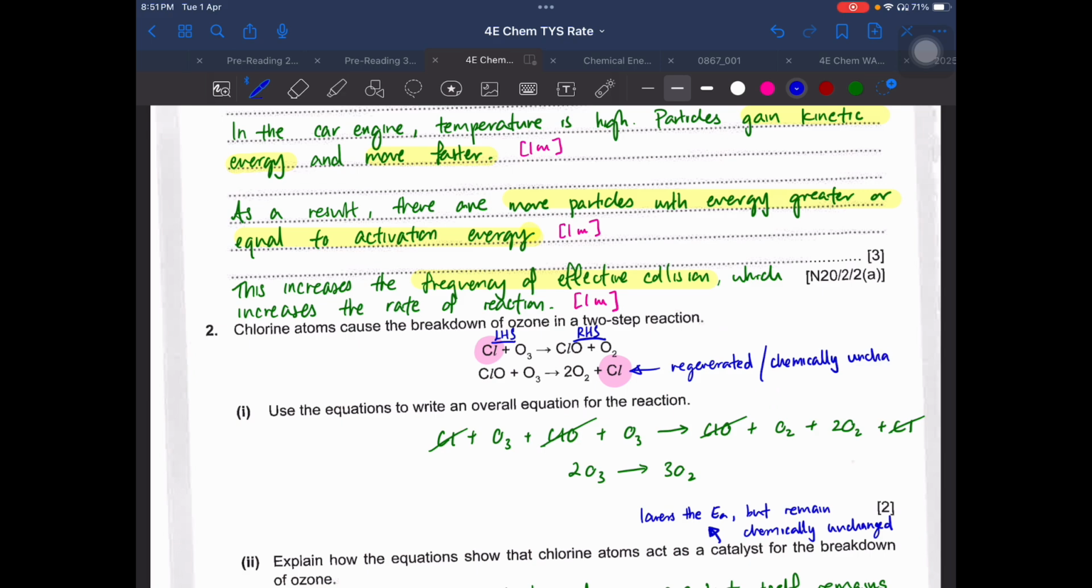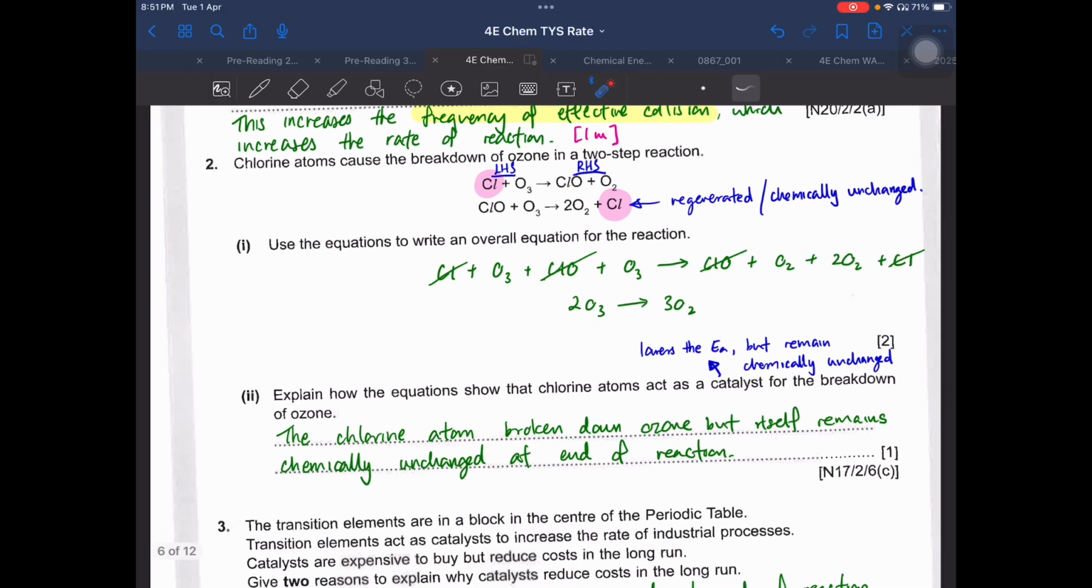So what did the chlorine do over here? It actually causes the reactions to start. And once the reaction starts, itself is formed again. And what happens is that it will then go and find another ozone and repeat the same thing over and over and over again. That is essentially how it's working over here as a catalyst, right? It gets regenerated, it breaks down another ozone over and over again until the whole ozone layer is broken down.